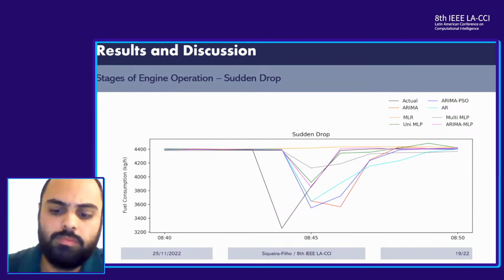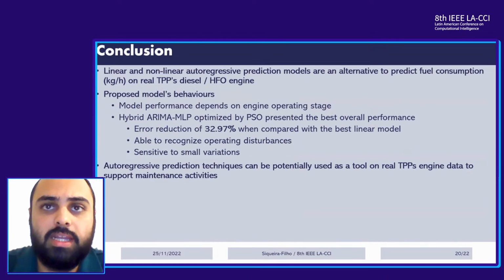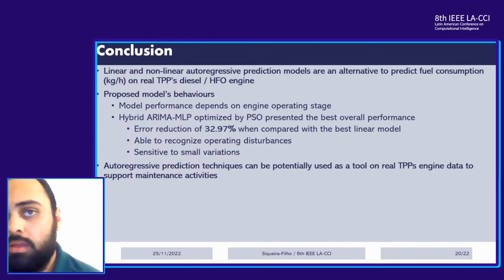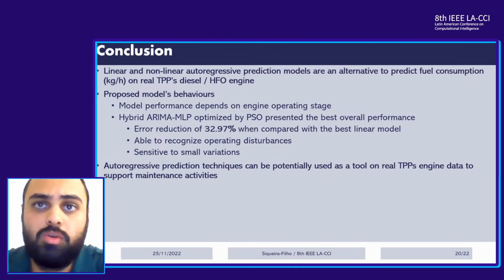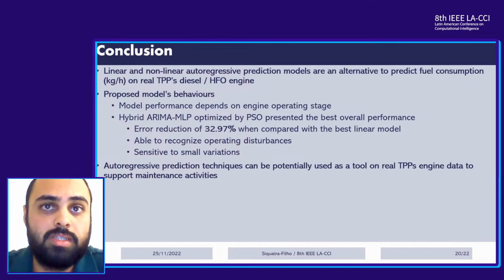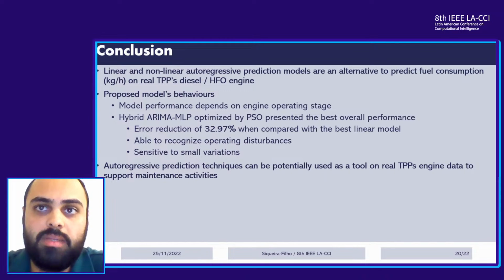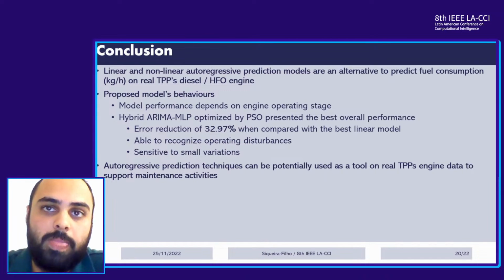So in conclusion, we can say that the linear and nonlinear autoregressive prediction models are an alternative to predict fuel consumption on a real thermoelectric power plant fueled by diesel and HFO. In summary, we could observe that the model performance depends on the engine operating stage, and the hybrid approach had the best overall performance. The error reduction achieved by the use of the residual correction was about 33% when compared with the best linear model. And this model was able to recognize operating disturbances.